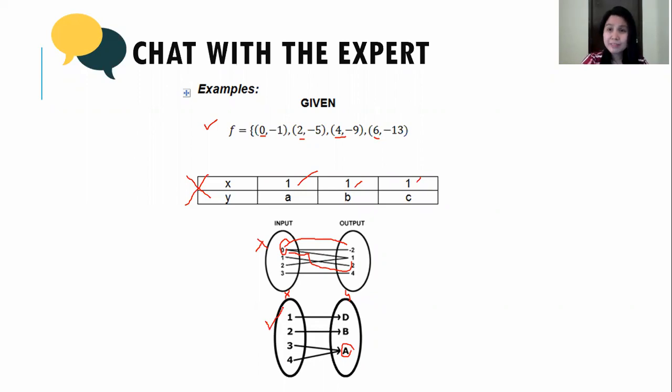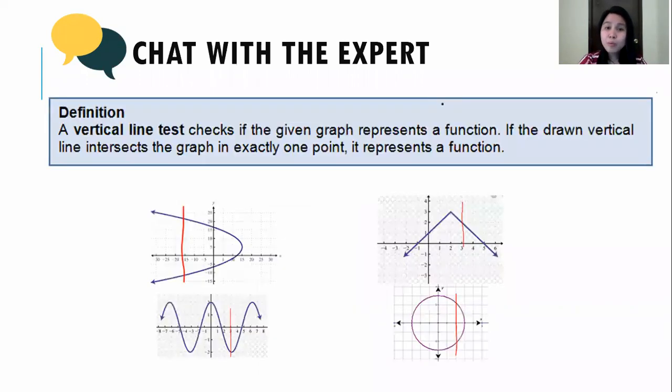Now, what if the given is a graph? How will you know if the graph is of a function? Now, we have what we call the vertical line test. If you say vertical line test, it says that you draw a vertical line in the graph. If the vertical line only crosses the graph at exactly one point, then that graph is of a function.